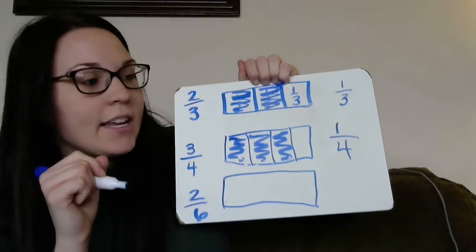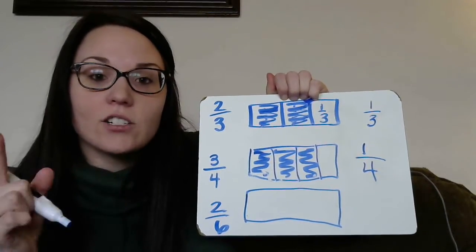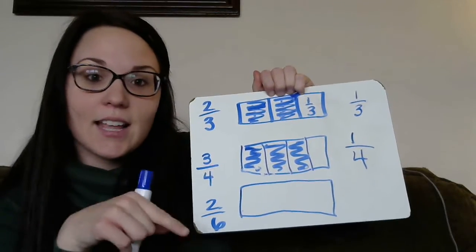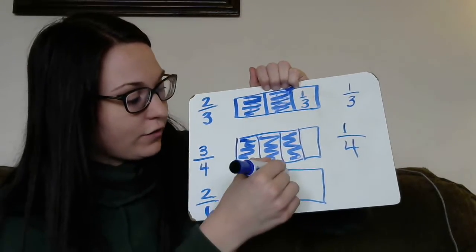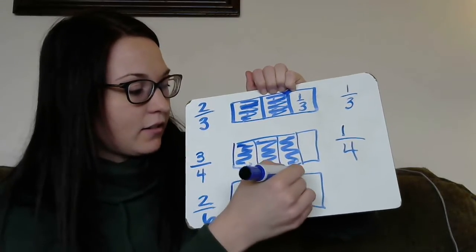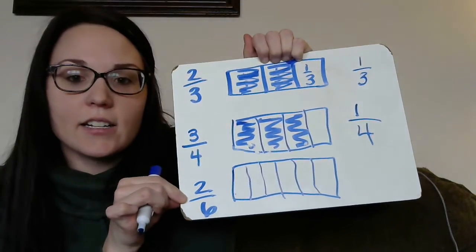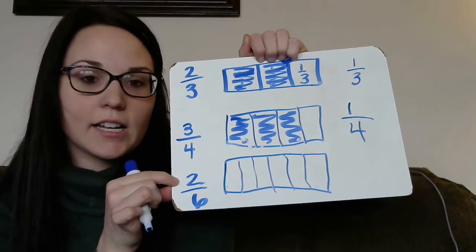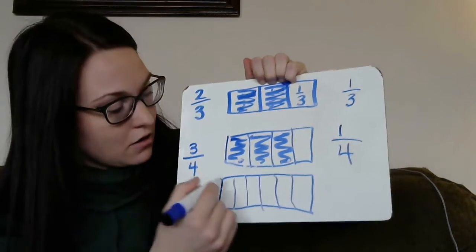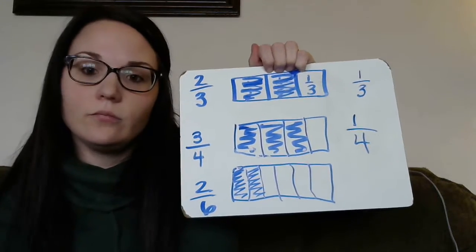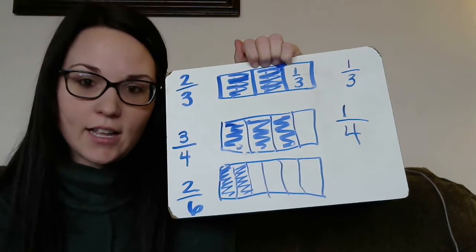Okay, so I need to make 6. And remember when we were doing our rotations, I said if you can make thirds, you can make sixths. So I'm going to make thirds first, and then I'm going to make sixths. And if I need 2/6 shaded, I have 6 pieces in my whole, so I need 2 that are shaded. 1, 2. That is 2/6 that are shaded.